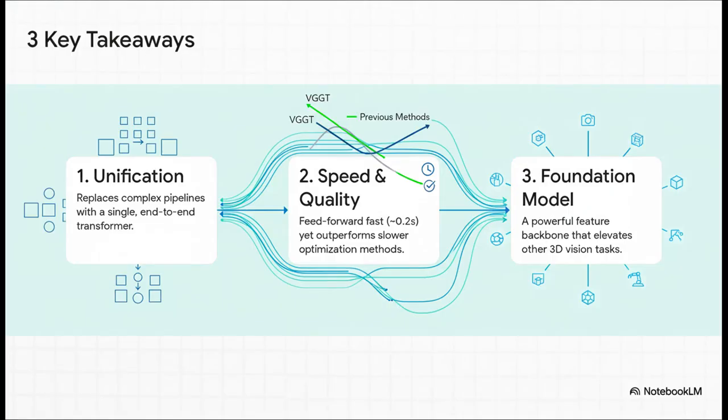So, if you're going to walk away with just 3 things, let it be these. 1. Unification. VGGT takes that whole messy multi-step pipeline and turns it into one single elegant model. 2. Speed and quality. It hits a new state-of-the-art in reconstruction quality while being insanely fast. No more trade-offs. And 3, it's a true foundation model for 3D. Its features are so good they can be used to lift up an entire ecosystem of other 3D tasks.